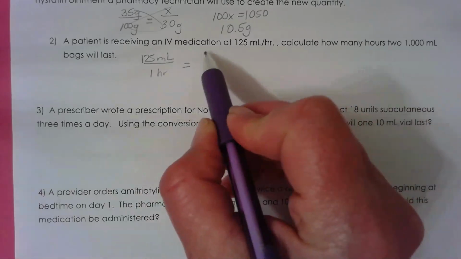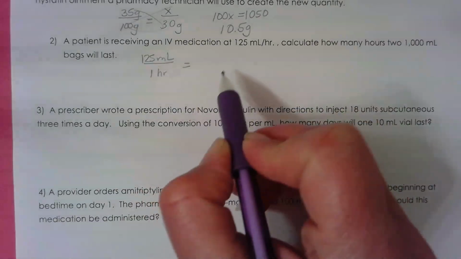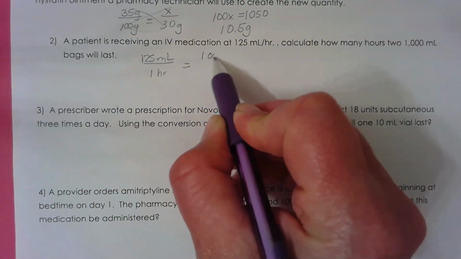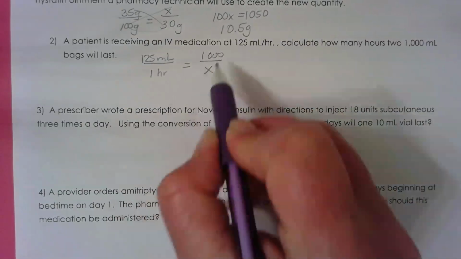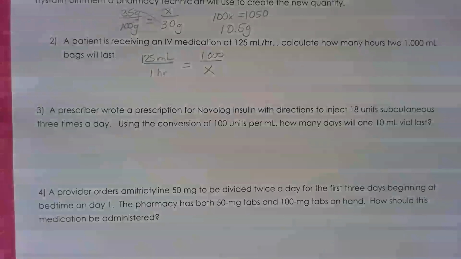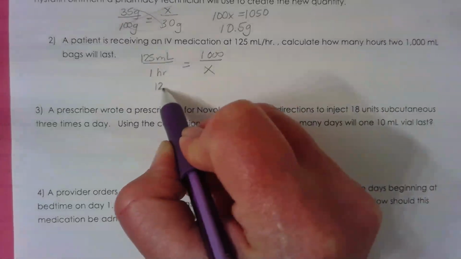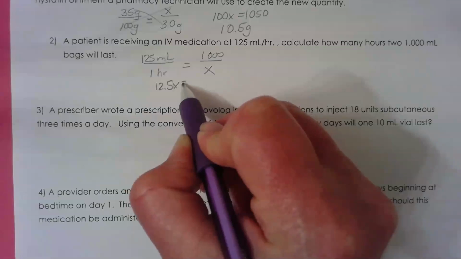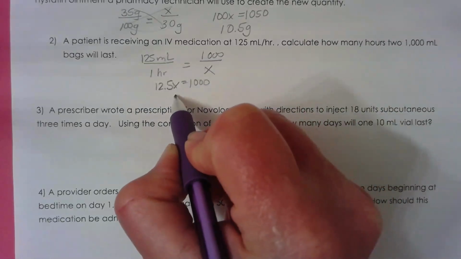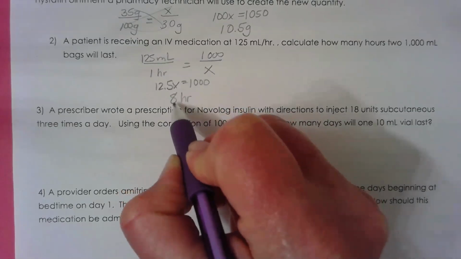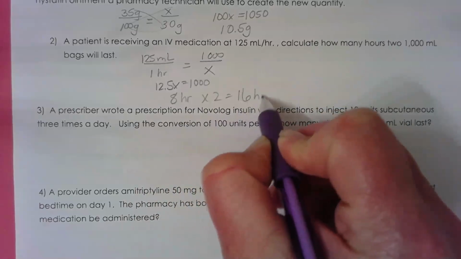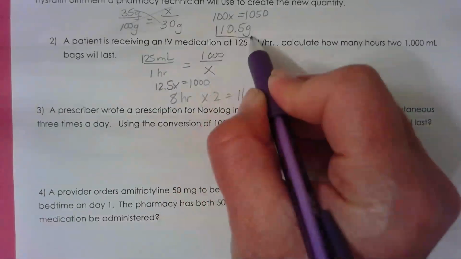So you first want to find out, well, how long does it take for one bag? And so you would put 1,000 here, and then we don't know how long, so we're going to figure that out. We do our cross multiplication. We get 12.5x equals 1,000, and that gives us 8 hours. But of course, that's for one bag, so we need 2 bags, so it'll be 16 hours. Okay, I'll put boxes around these here.